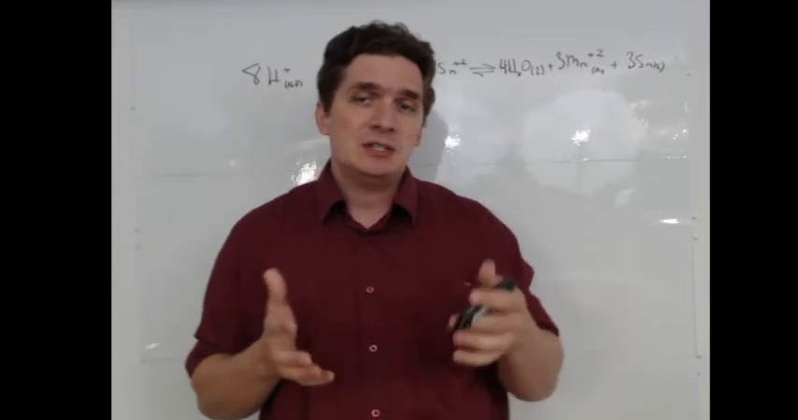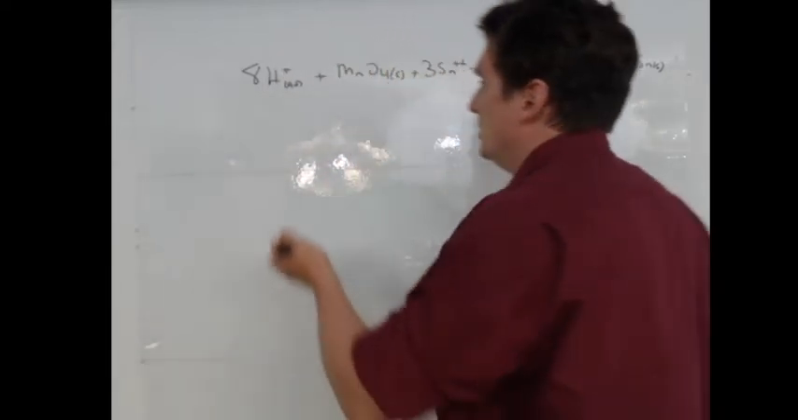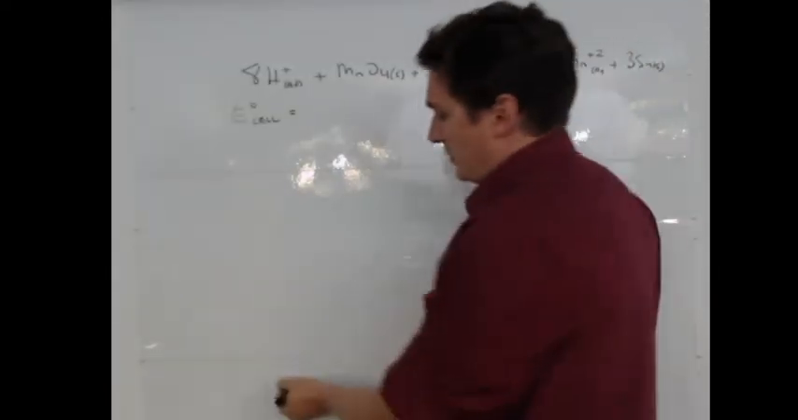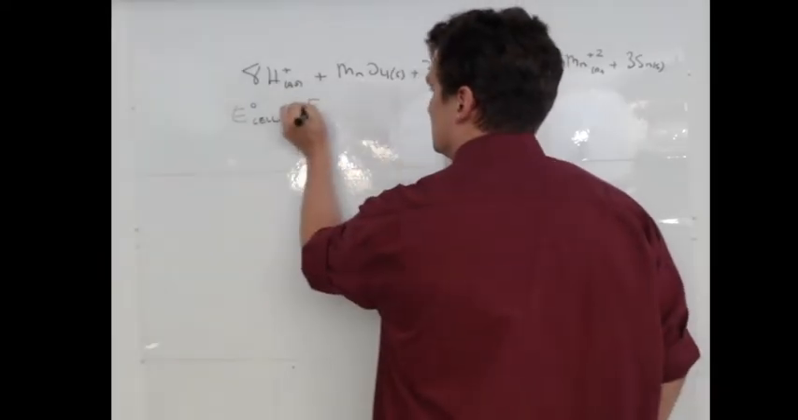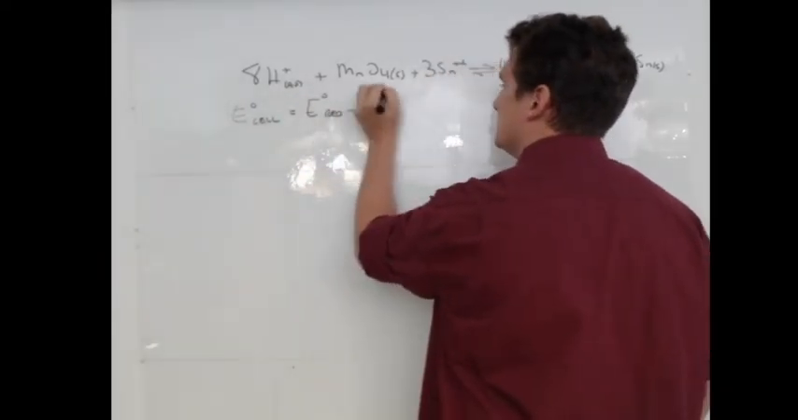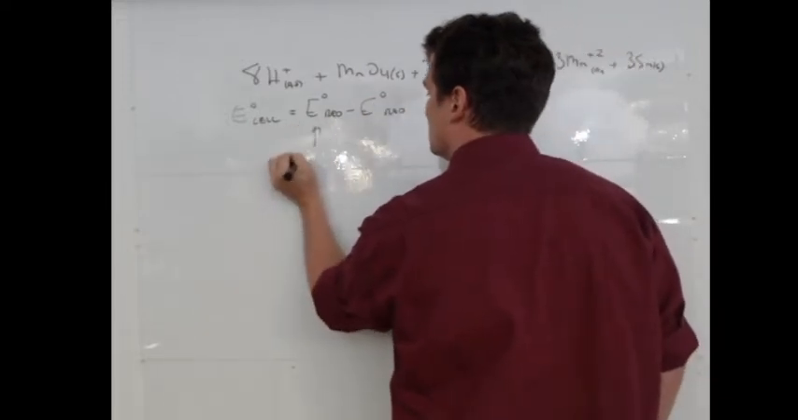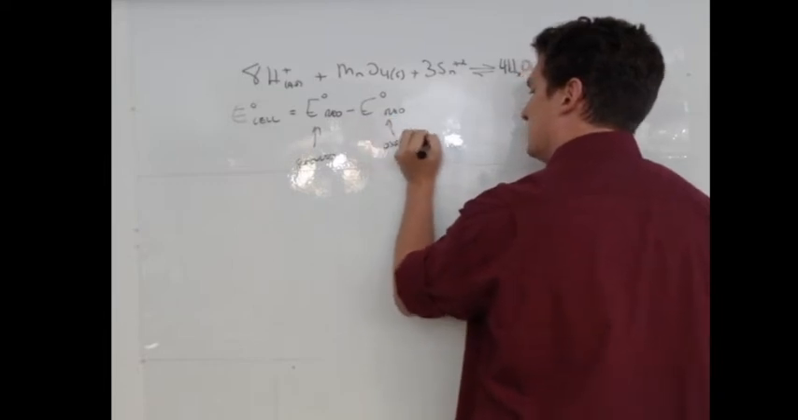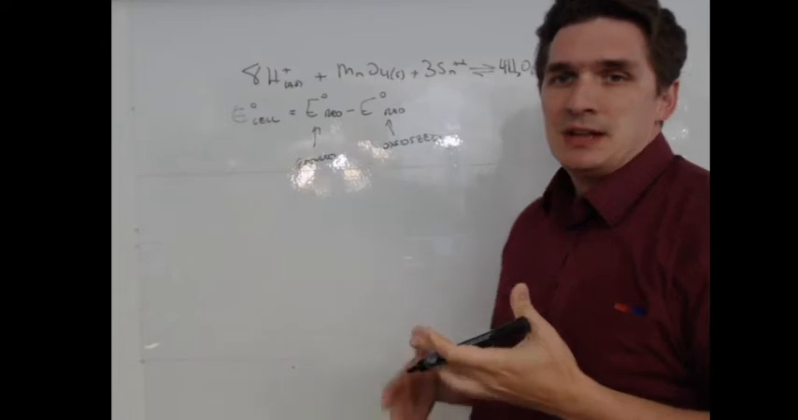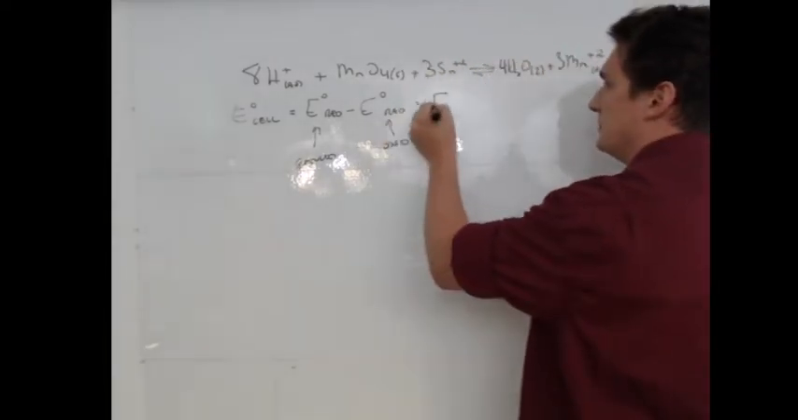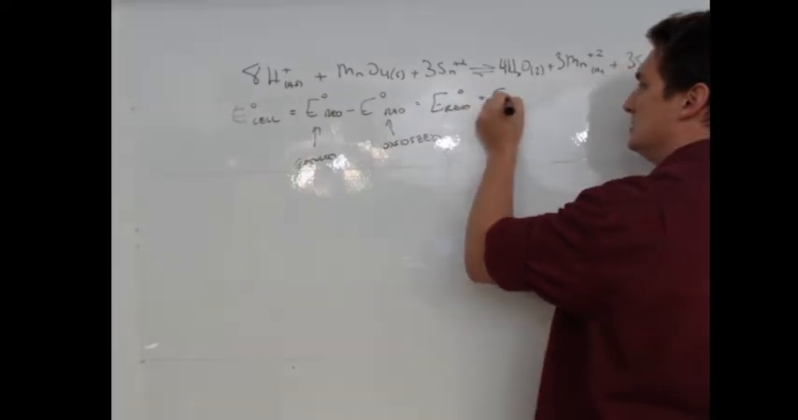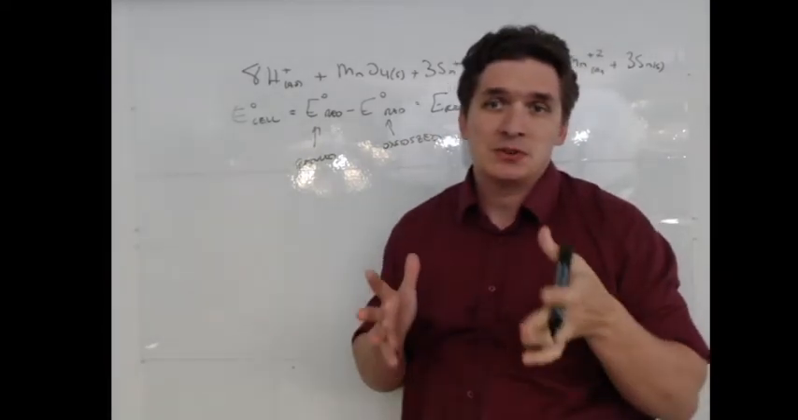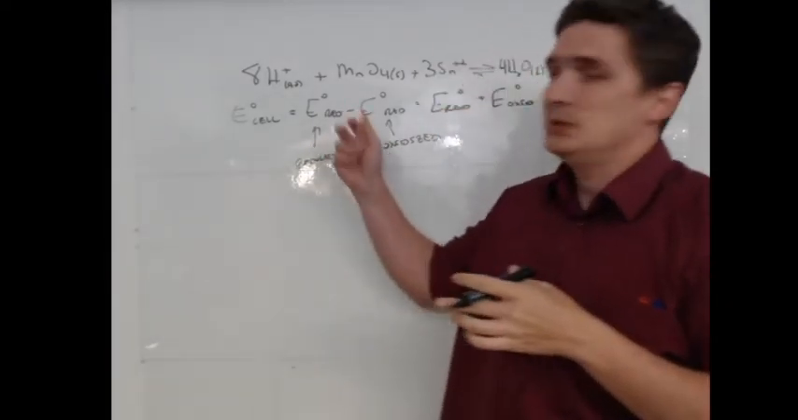So the first question is how do we find the standard cell potential, E naught cell. To do that, we're going to subtract the reduction potentials between what's being reduced and what's being oxidized. The reason is that the cell voltage itself is really the reduction reaction plus the oxidation reaction. But we're only given tables of reduction potential, so to convert a reduction potential to an oxidation potential, we just take the negative number.